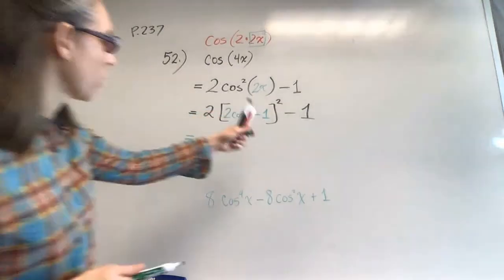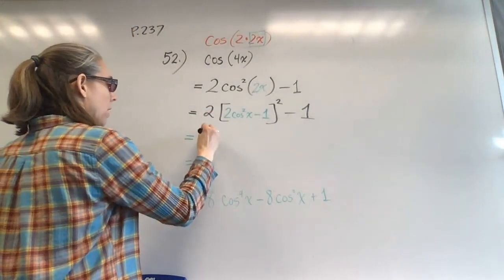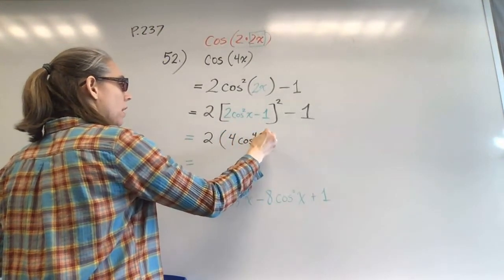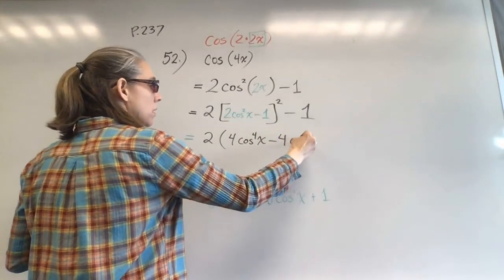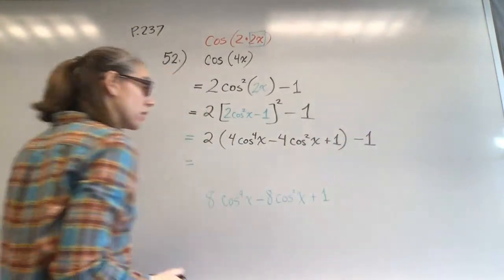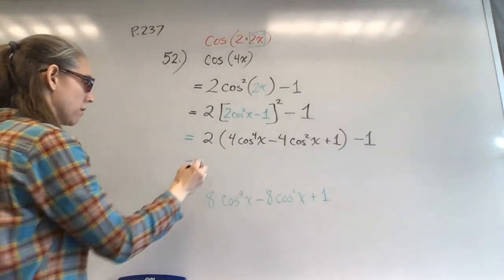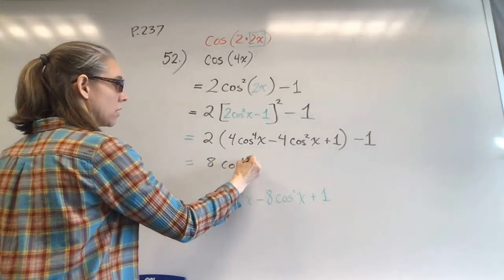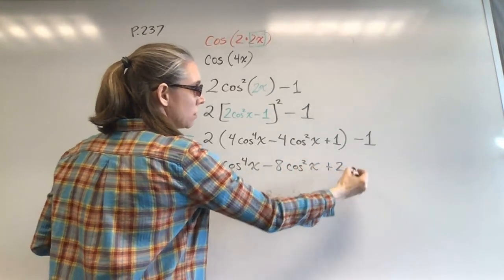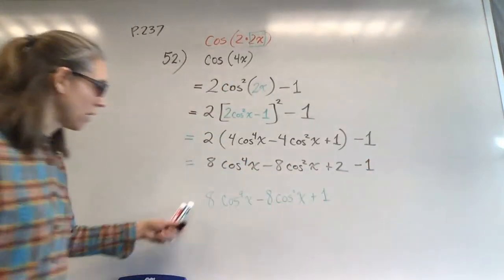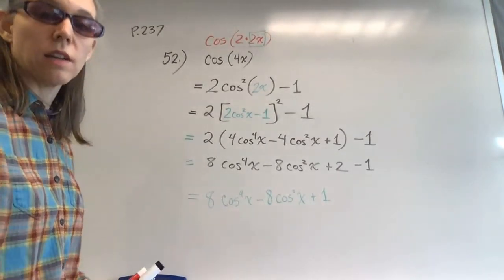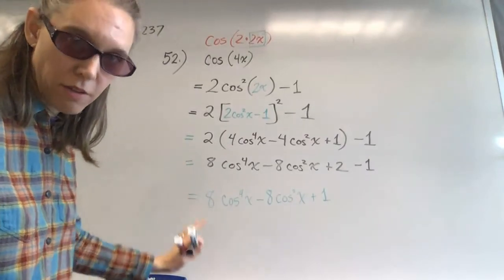And so now we are going to be squaring the binomial. And so we have 4 cosine to the 4th x minus 4 cosine squared x plus 1, and then we still have this minus 1 afterwards. And now this becomes 8 cosine to the 4th x minus 8 cosine squared x plus 2, and then we still have minus 1, and that's how we get to this answer right here. So that's how you get to a single trig function of x.